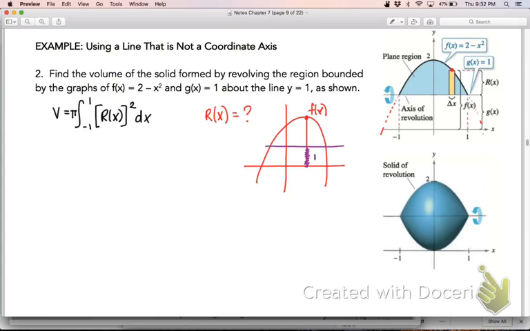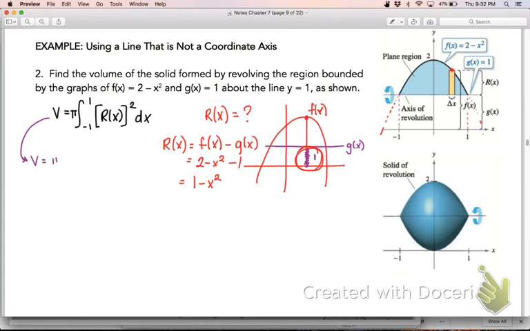This is just like what we did in section 1.1. The top curve would be f of x, the bottom curve would be g of x. So to determine the value of r of x, our radius equation, we have to do f of x minus g of x, which comes out to 2 minus x squared minus 1, because we want to take away this extra piece that we don't want to be part of our radius. So this comes out to 1 minus x squared for r of x. Now we're ready to bring this down.